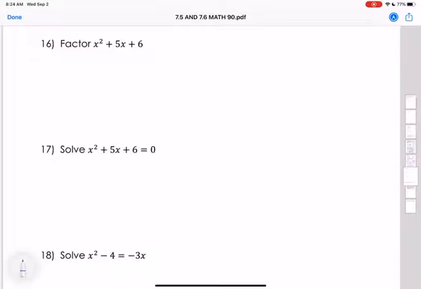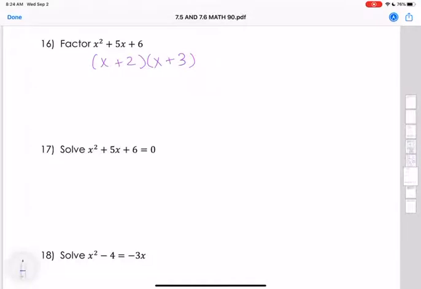Okay, so this first one, 16, it says to factor x squared plus 5x plus 6. So if I factor, leading coefficient is 1, I can jump to the shortcut. I'll lay that out. 2 numbers that multiply to 6 but add to 5 are a positive 2 and a positive 3. Can we go any further? We cannot. We're just factoring that expression, okay? We're done. We factored it.